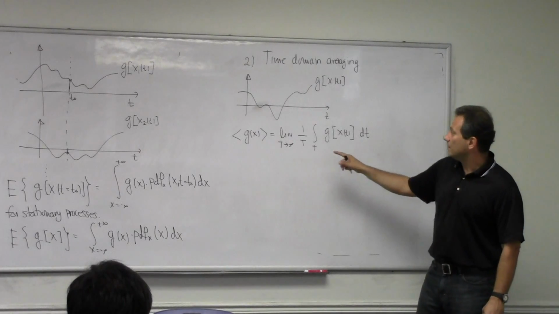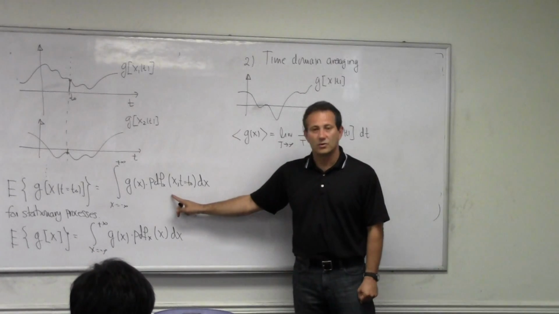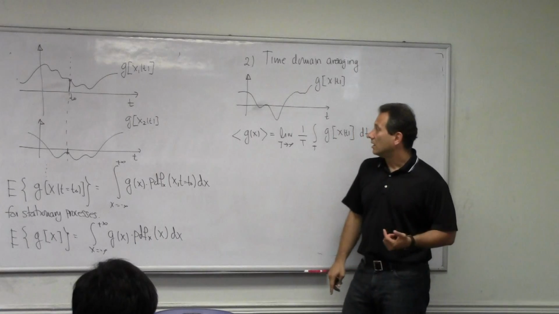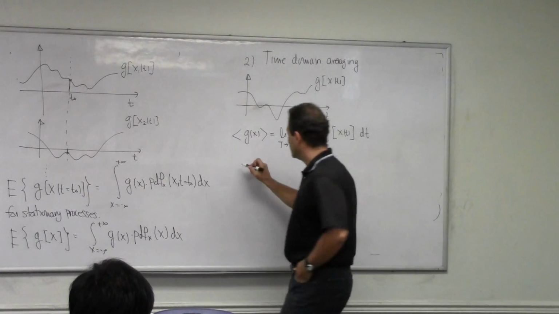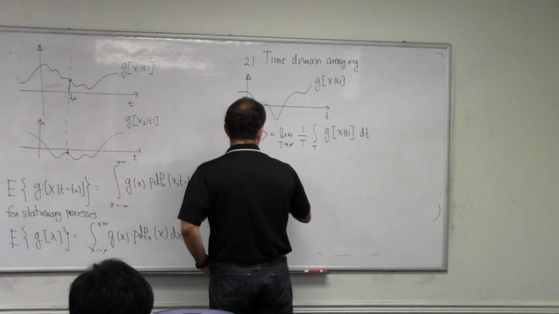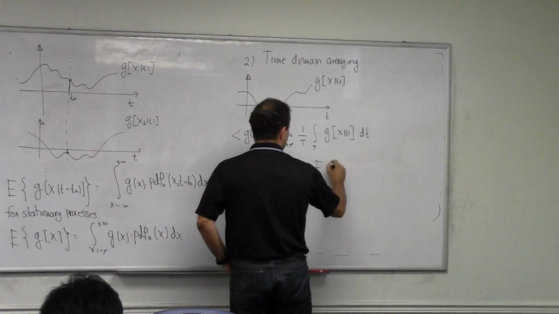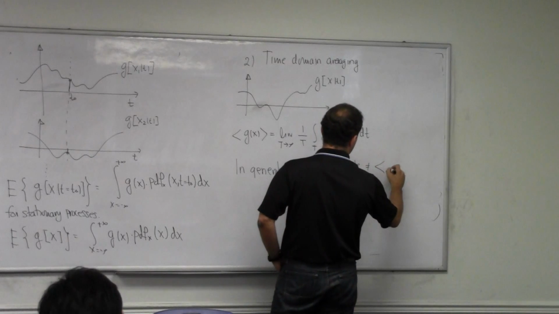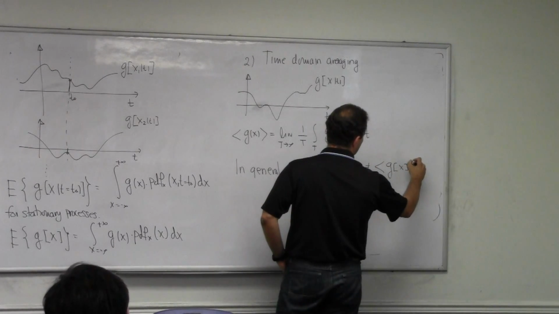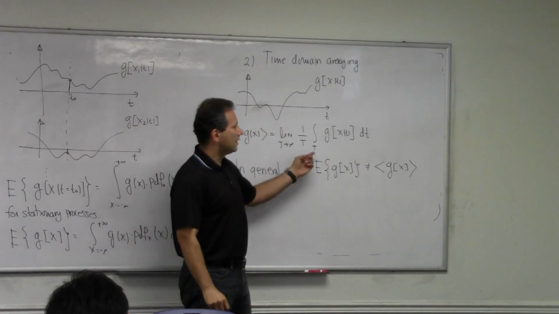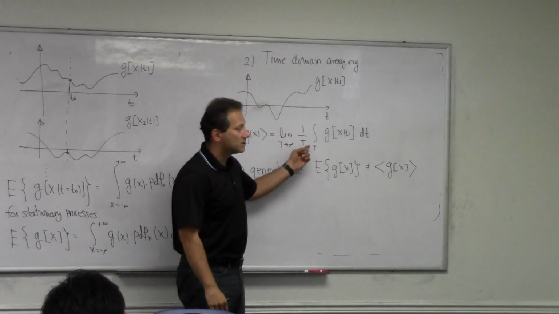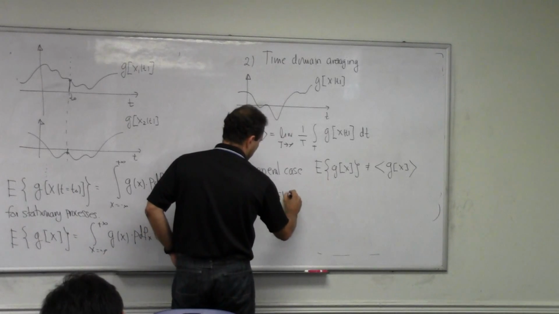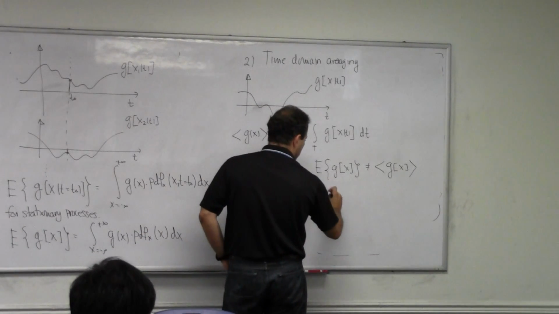Now in general case, if you do averaging this way, and you do averaging this way, you're going to get different results, right? There's nothing that says that these two need to be the same. However, in some special cases, so in general case, expected value of g of x is different than this value. Right? There's nothing that says that if I average across all possible realizations, it is the same as the averaging over time. However, in a special case, these two may be the same.